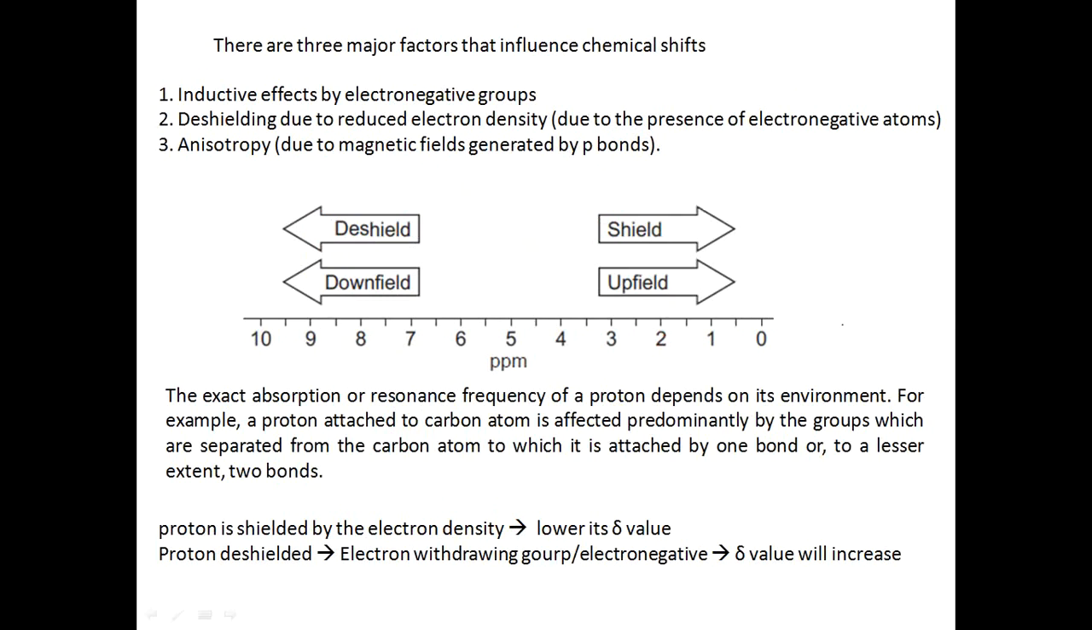There are three major factors that influence this chemical shift. That is the inductive effect caused by the electronegative groups attached to the molecule, deshielding caused around a particular proton or nuclei due to the electron density around it, the shielding or deshielding process, and another one is the anisotropic effect, that is due to the magnetic field generated by the pi electron cloud in a particular molecular system.